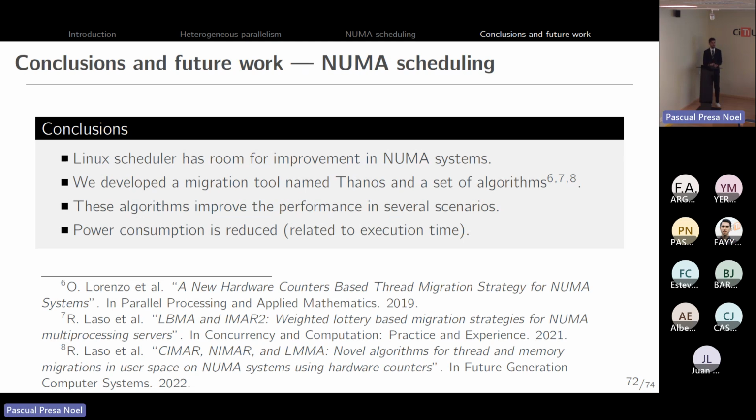Regarding NUMA scheduling, we studied the behavior of the Linux scheduler, which we observed is particularly focused on workload balance. We saw that there was margin for improvement, so we developed a migration tool and a set of algorithms to improve the performance in this kind of systems. Using our algorithms, we managed to improve the execution times in different scenarios and common use scenarios. Finally, we should remark that we managed to improve execution times, but also the power consumption as well.